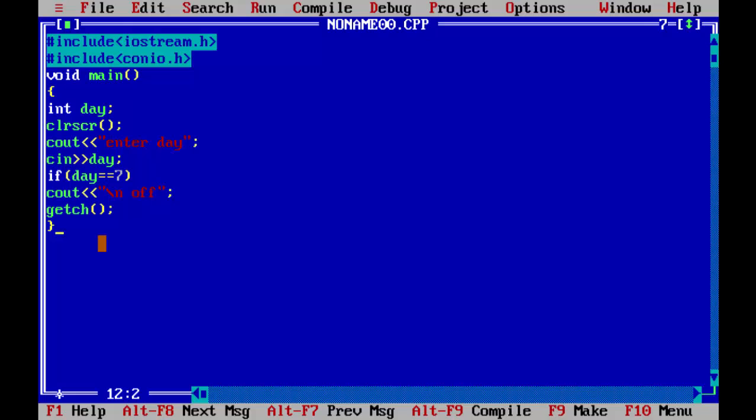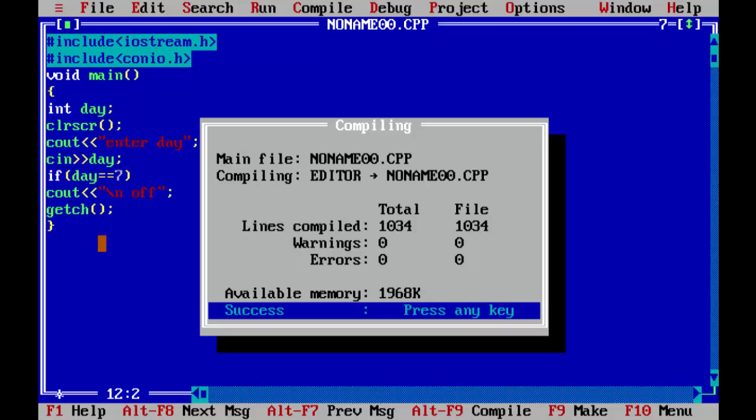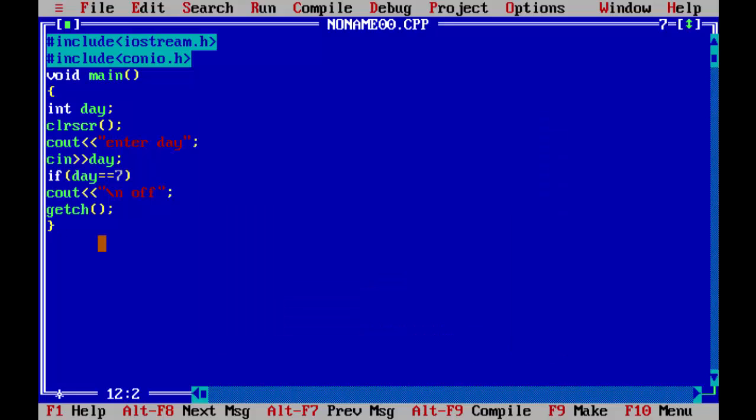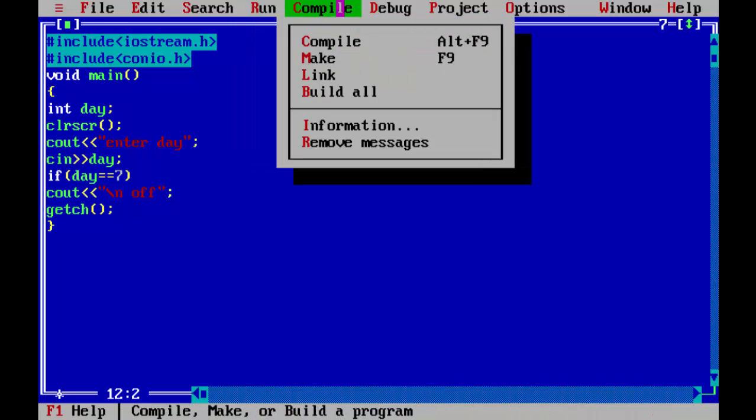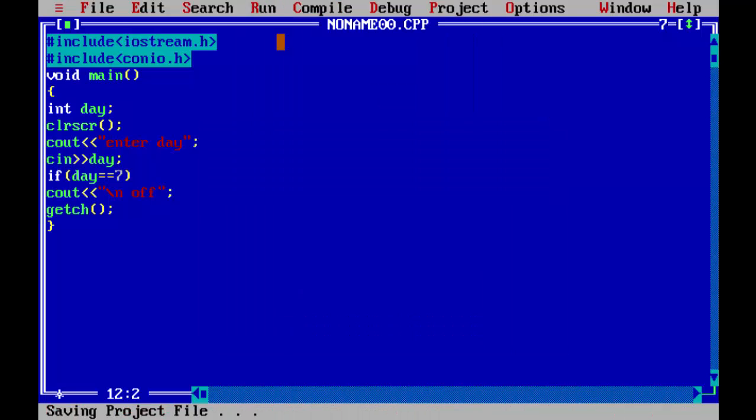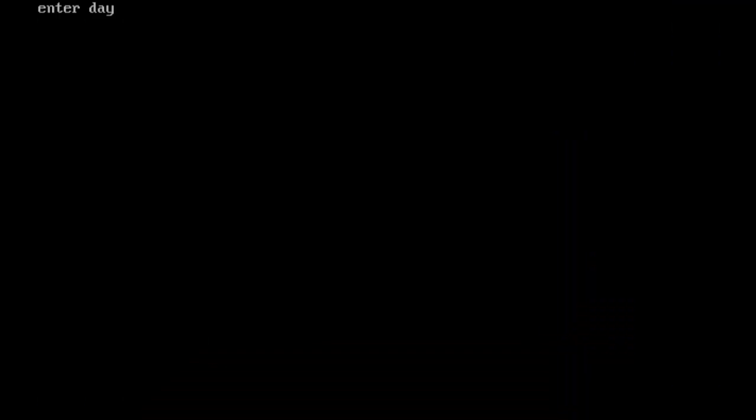So let's compile the program to trace the errors. So we have 0 errors. Now run the program. We compile the program through over here, and to run the program, now we have to put 7. So the 7th day is off.